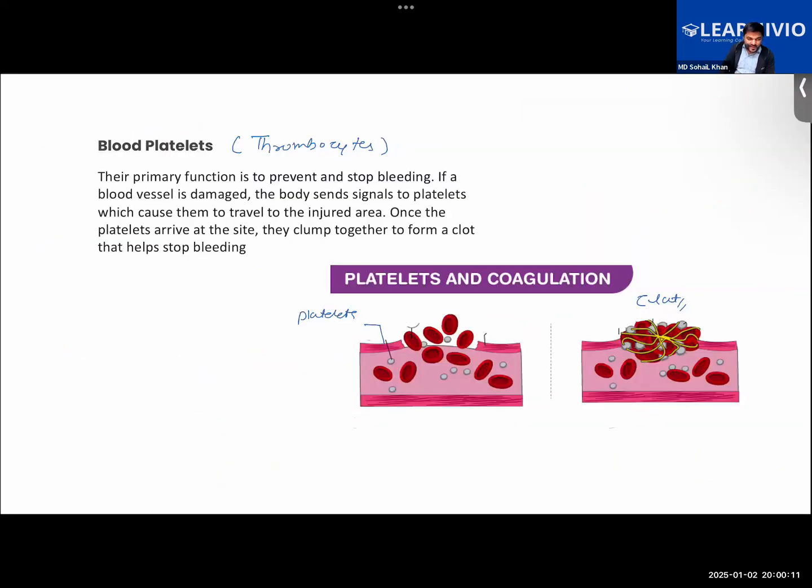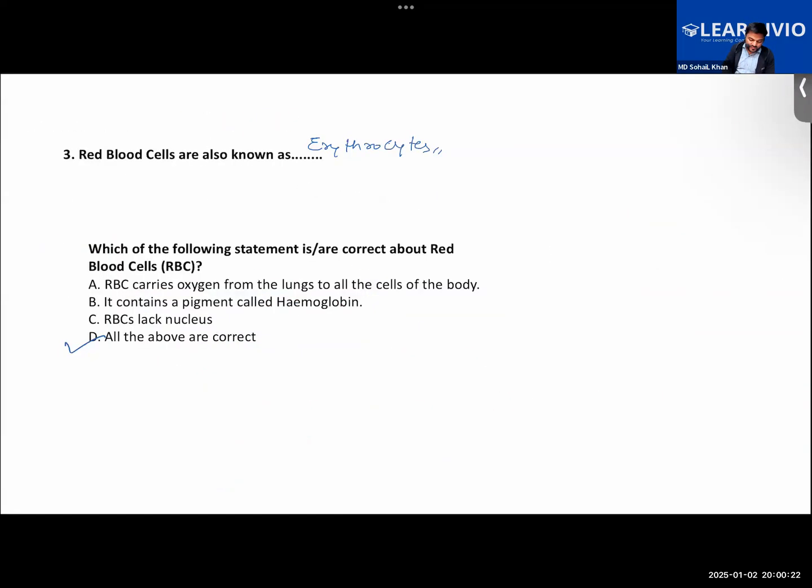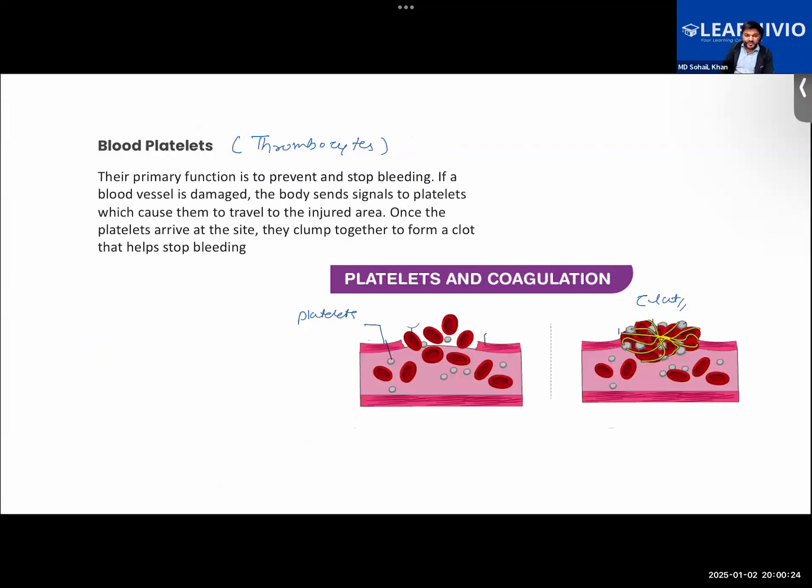Then we have the blood platelets. By the way, the red blood cells are also called erythrocytes, keep this in mind. That's another name that we use for them. Talking about blood platelets, also called thrombocytes, they are important as they help in the formation of the blood clot. So it is important in clotting the blood.